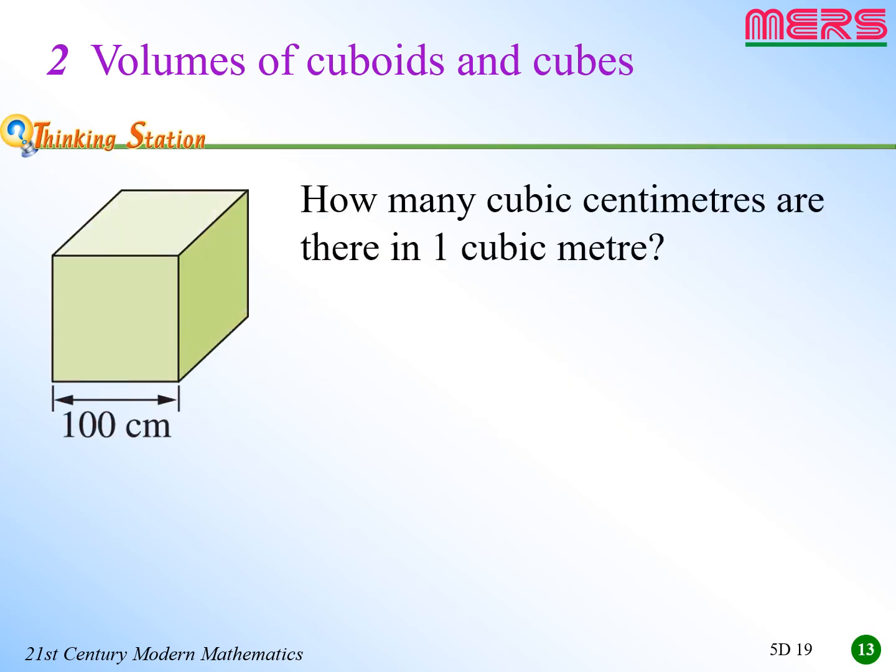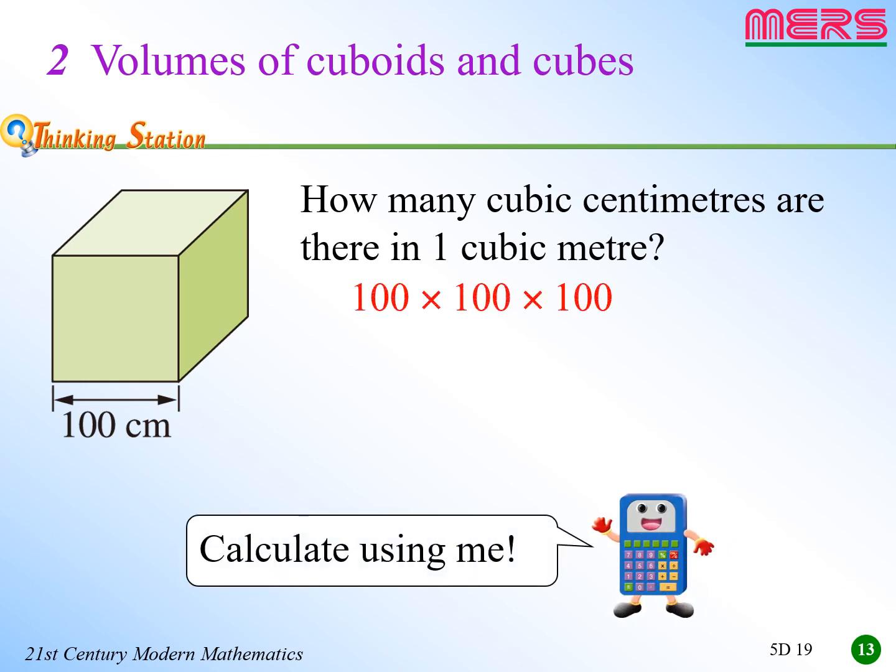We are on page 39, thinking station. How many cubic centimeters are there in a cubic meter? To calculate this question, we have to change the meter into centimeters. 1 meter is equal to 100 centimeters. Therefore, the side of this cube is 100 centimeters. The volume of this cube in centimeters would therefore be 100 times 100 times 100 cubic centimeters. What is the answer for this question? I will pause for a few seconds. You have to do it on your own first.